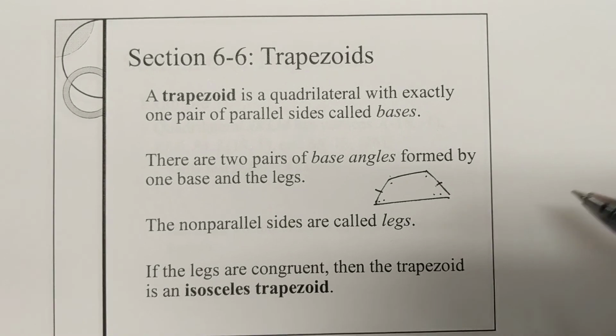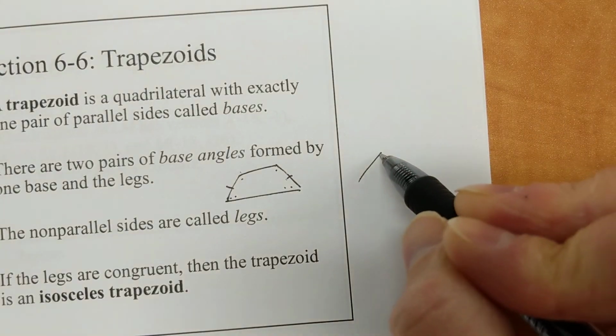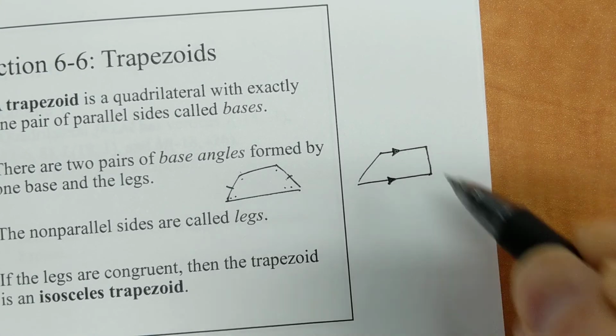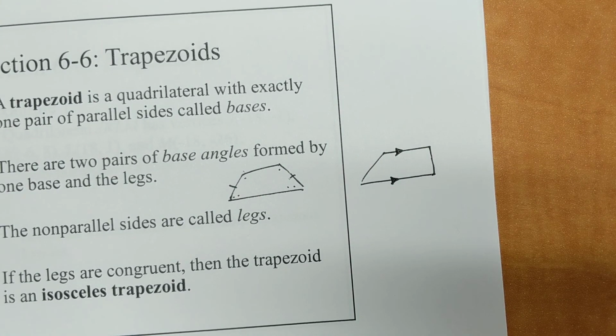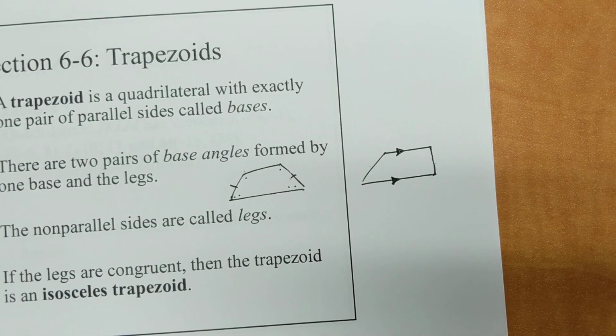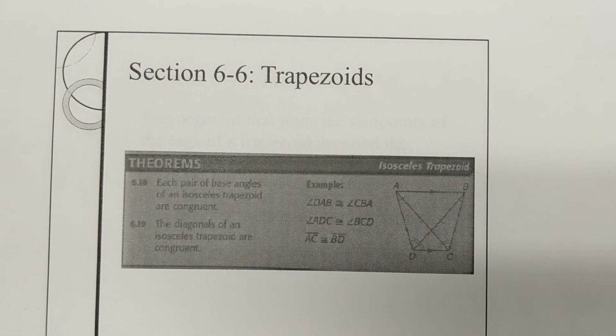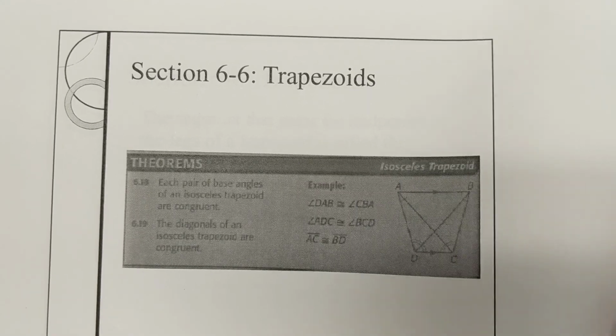So you can have a trapezoid, like this shape here, that is a trapezoid if the top and bottom are parallel, but it is not an isosceles trapezoid because these two sides are not congruent. All right, so our theorems here, looks like 6.18: each pair of base angles in an isosceles trapezoid are congruent. So an isosceles trapezoid, not any trapezoid. And the diagonals in an isosceles trapezoid are congruent.